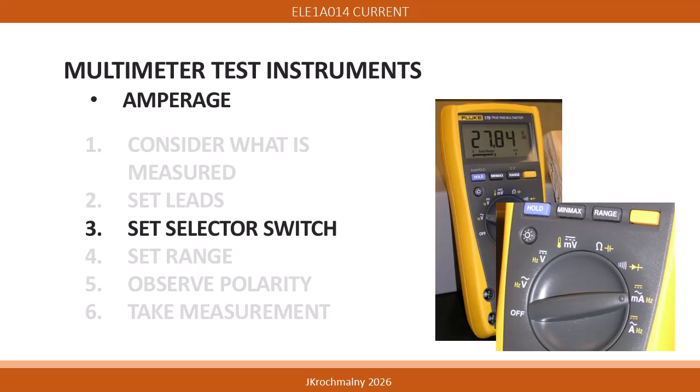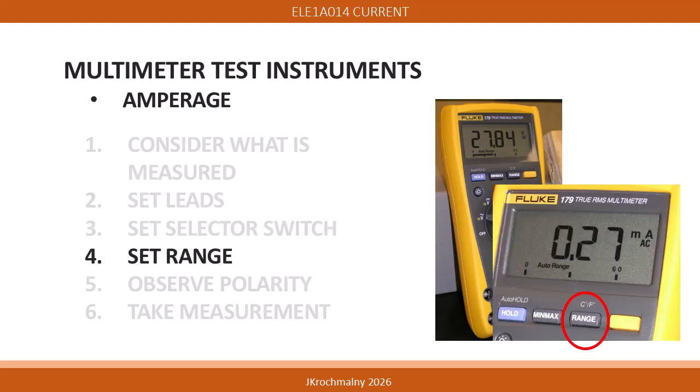Setting the selector switch involves rotating the indicator to read milliamps. Notice that this setting will accept amperages of both AC, shown by the sine wave, and DC, shown by the solid and dashed lines above the milliamp reading. Setting the range involves pressing the range button on the meter. Each time the range button is pushed, the displayed decimal advances one position to the right.